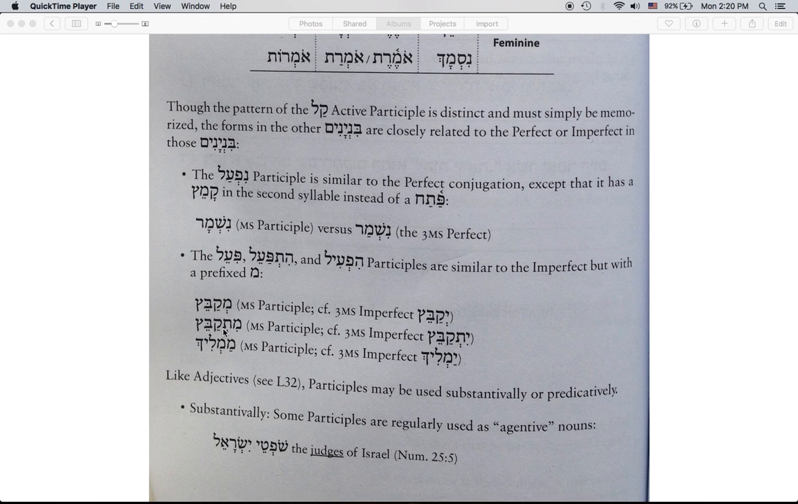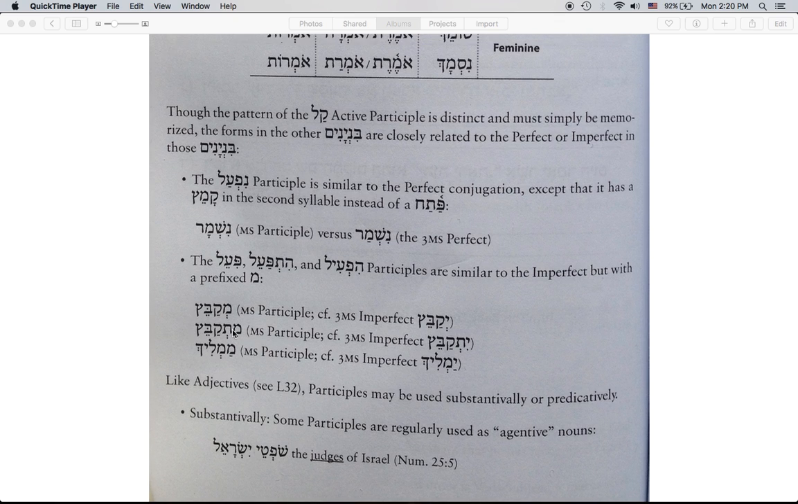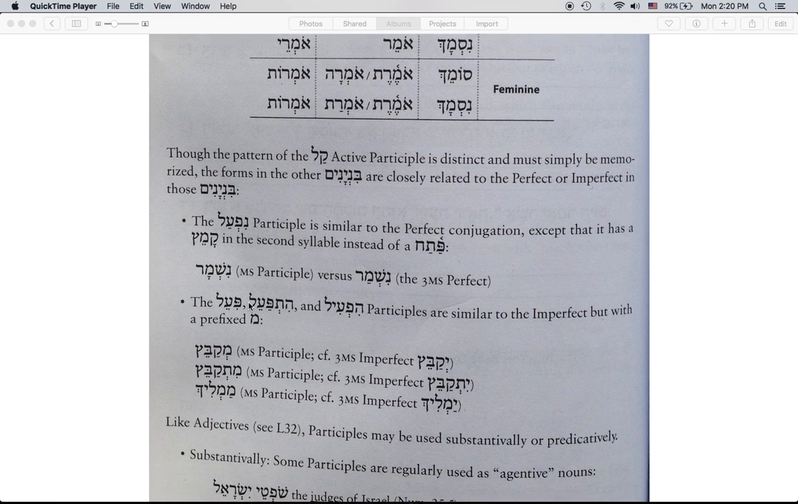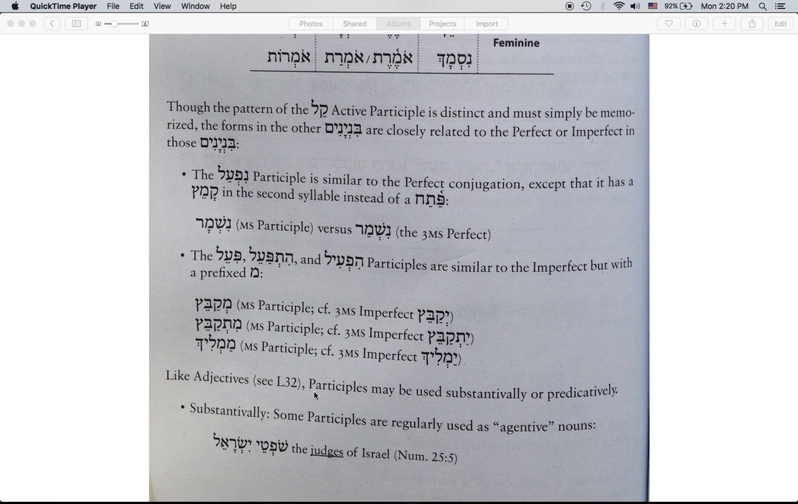We have this tav for the hitpael, and with the vowel pattern that we're used to, and hifil gives us the hirik yod. So these are the different forms of the participles. Now let's take a look at how they function.